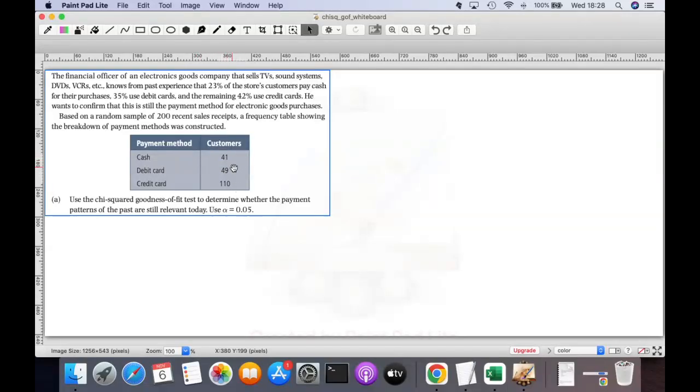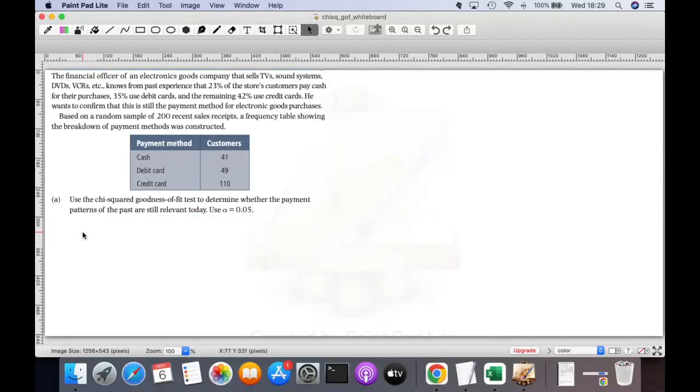They've observed that out of the 200, 41 pay by cash, 49 pay by debit card, and 110 pay by credit cards. And so the question is: use the Chi-Square goodness of fit test to determine whether the payment patterns of the past are still relevant today.